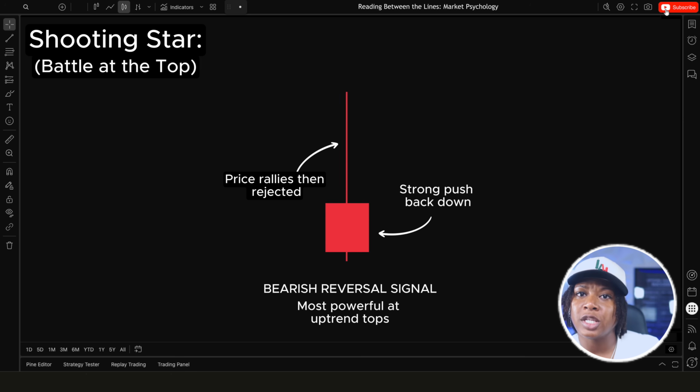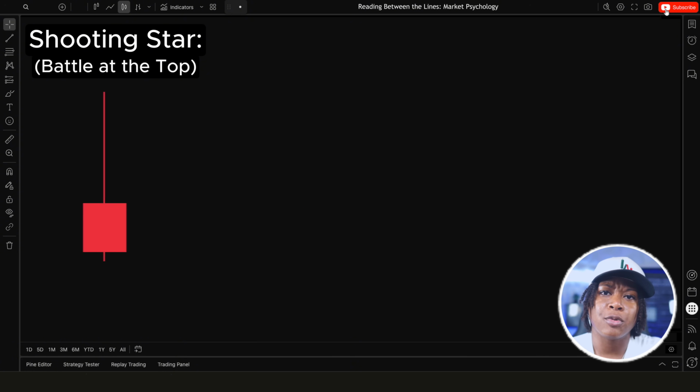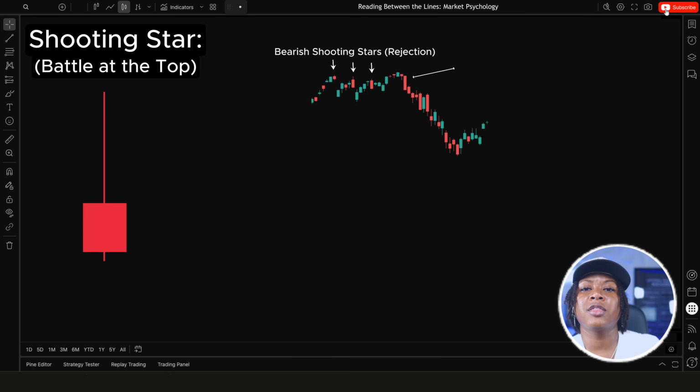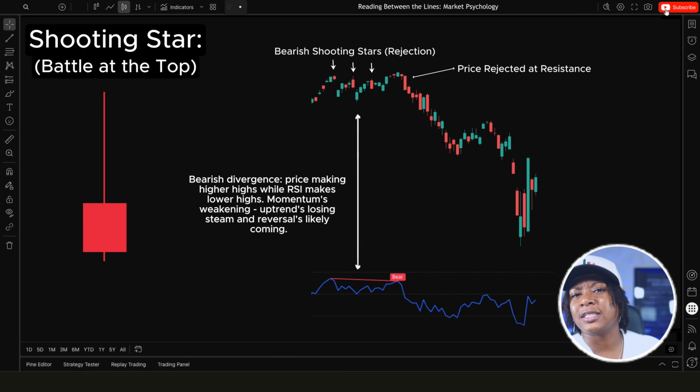Next are shooting stars. A shooting star highlights that buyers failed at higher levels. So sellers were more aggressive. They entered and rejected the price. So you want to look for those long upper wicks and small red bodies to get an idea of this. So just an example, you can use these with different indicators like the RSI indicator or the MACD for strong confirmation of a reversal.